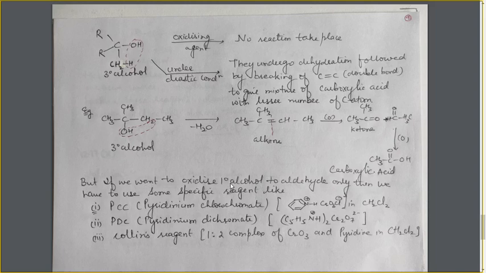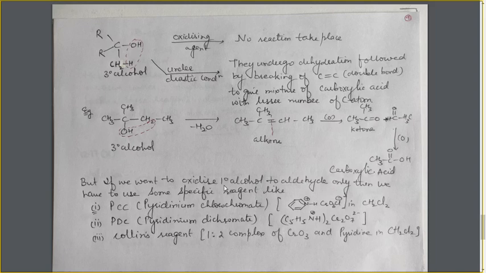But if we want to oxidize the 1 degree alcohol to aldehyde only, then we have to use some specific reagent. Now the question arises that we have noticed here that we can convert alcohol into ketones, but there is no possibility that we can convert alcohol into aldehyde, because if we want to convert 1 degree alcohol into aldehyde, it will give carboxylic acid with the reagents.